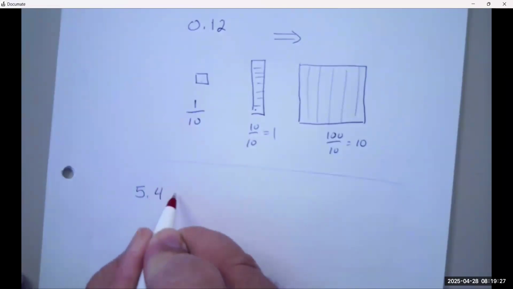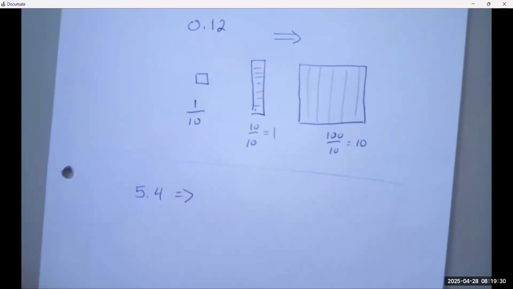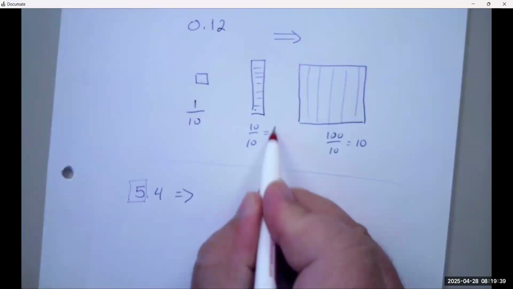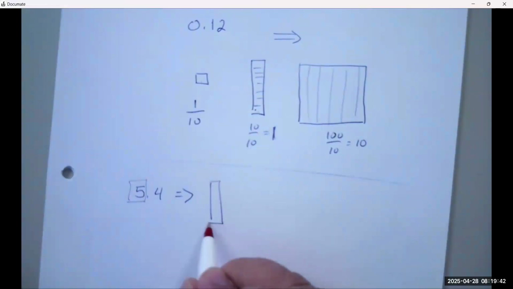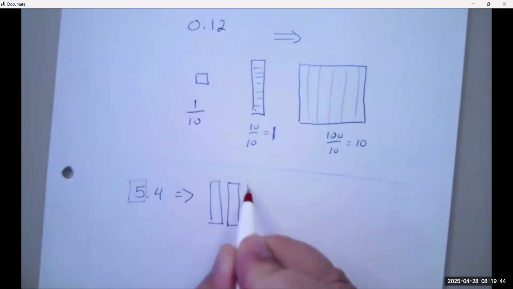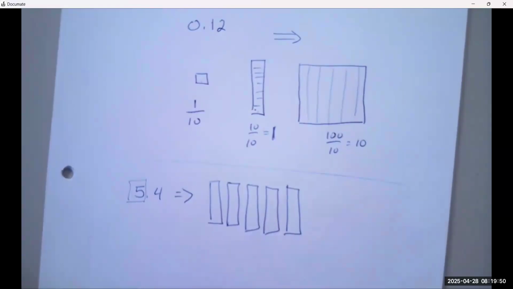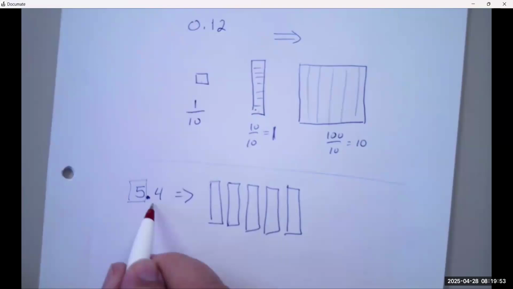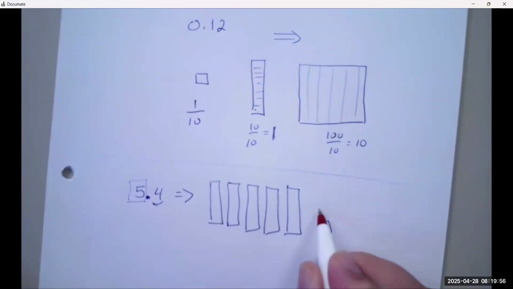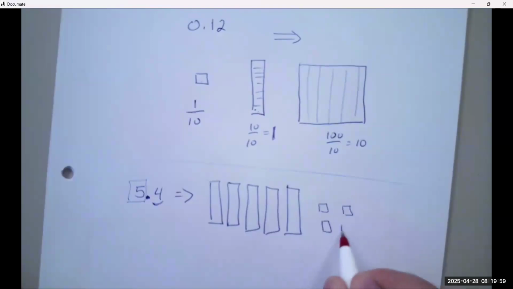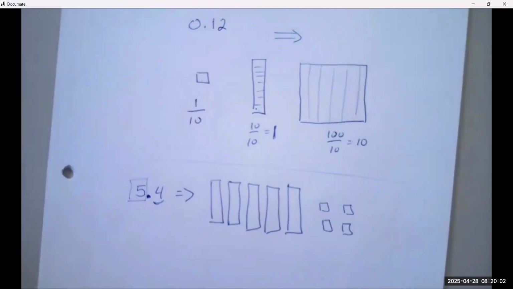So 5.4. How is this number represented? 5 of these, so we have 5 longs. And there's our decimal. And now we have 4 tenths. Yeah, so it becomes a lot more complex when we start looking at these.